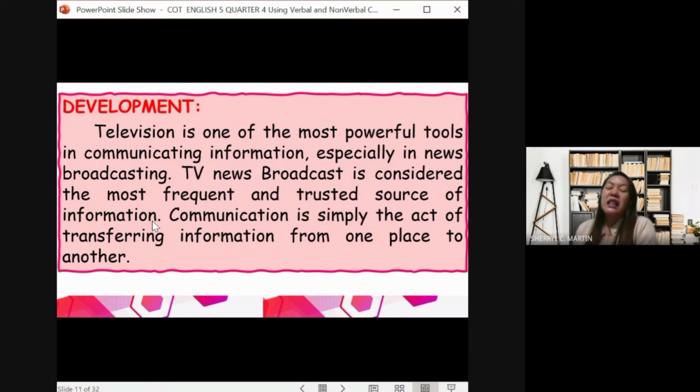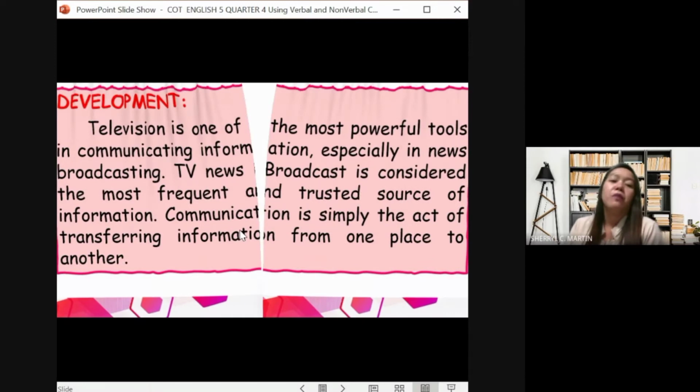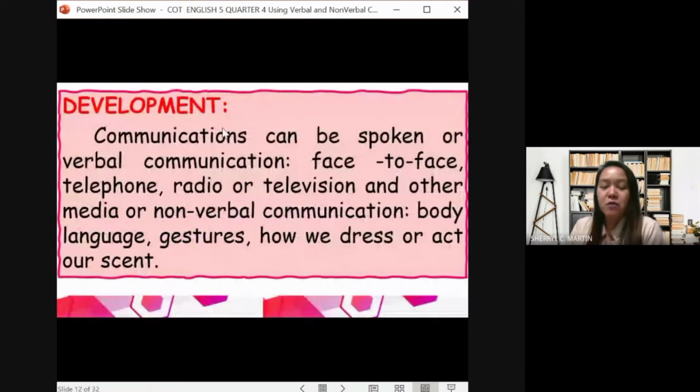Yes, Jamie. The first thing they are going to do, the whole team of the broadcasting, is gather the data first. Communication is simply the act of transferring information from one place to another. So it has something to do with broadcasting, it has something to do with communication. Next, communication can be spoken or verbal communication: face-to-face, telephone, radio or television, and other media. Or non-verbal communication: body language, gesture, how we dress or act ourselves.